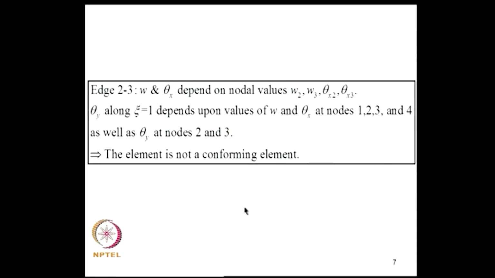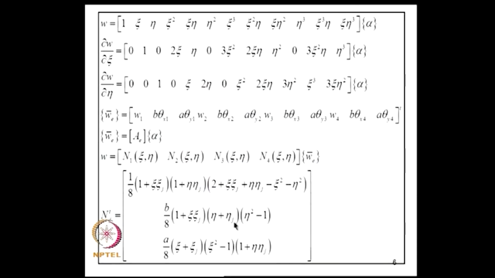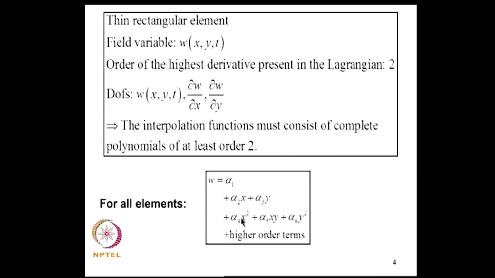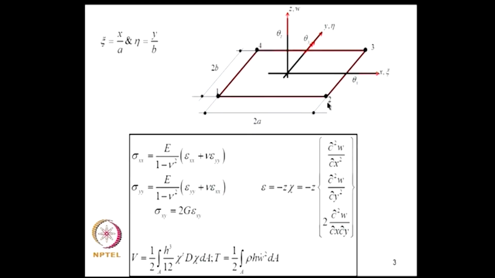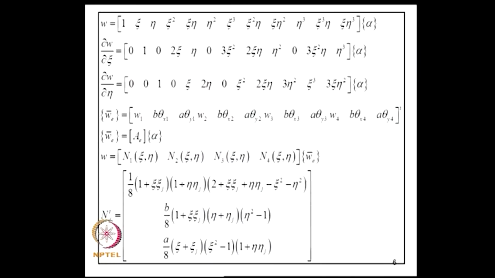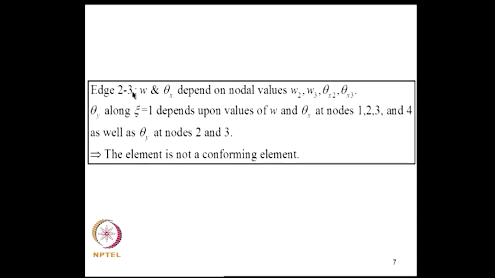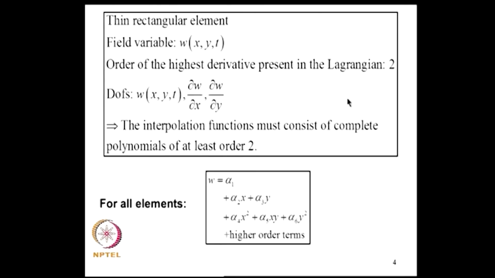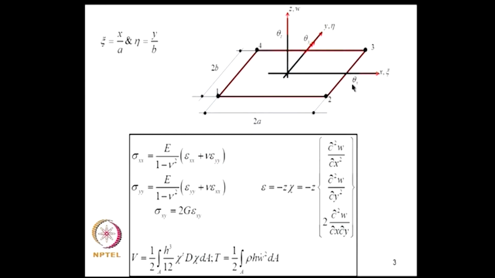Now, we carried out some analysis of this representation, and we considered the behavior along edge 2 3, the field variables theta x and theta y, and we were able to observe that along the edge 2 3, w and theta x depend on nodal values of w2, w3, theta x2 and theta x3. That means, along this edge 2 3, the variables w and theta x depend on nodal values of the field variable and its slope with respect to x at nodes 2 and 3.